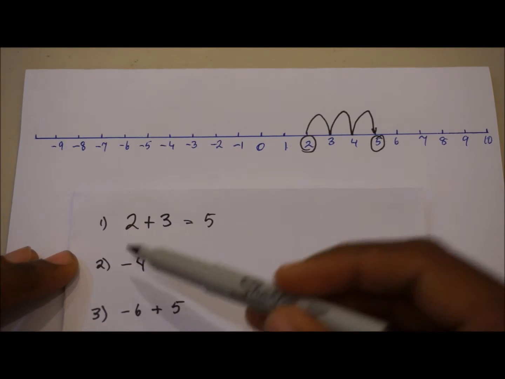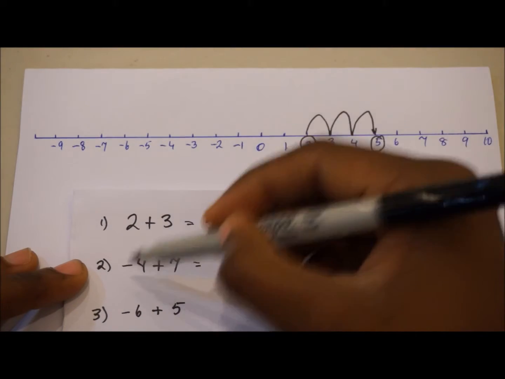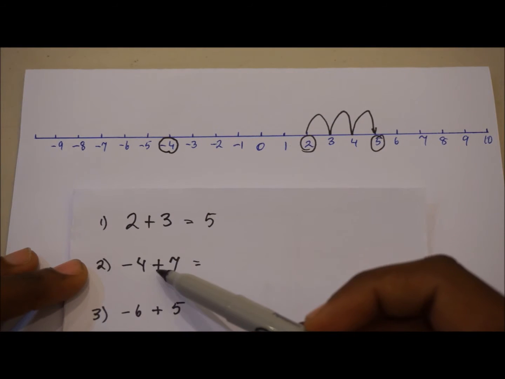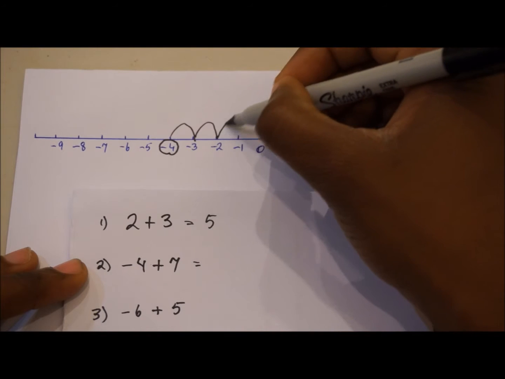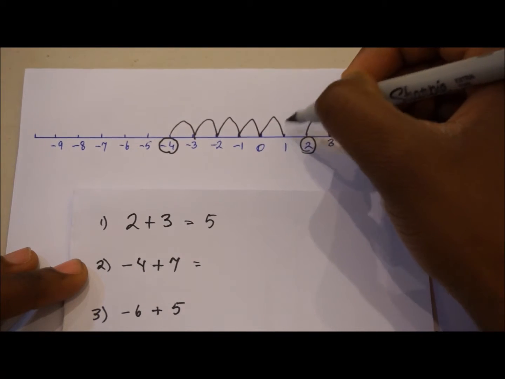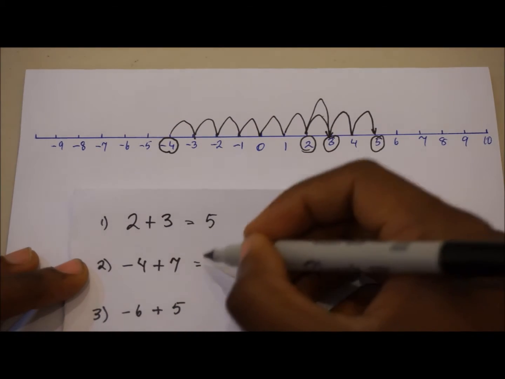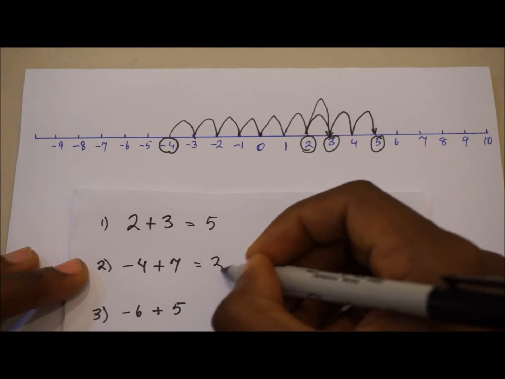Here's another example. Negative 4 plus 7. I will start at negative 4. And then I need to move 7 spaces towards the right because of the plus. So positive 7, move 7 spaces towards the right. 1, 2, 3, 4, 5, 6, 7. I end up on the 3. Therefore, negative 4 plus 7 is 3.